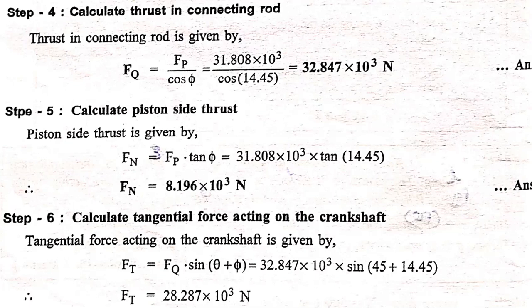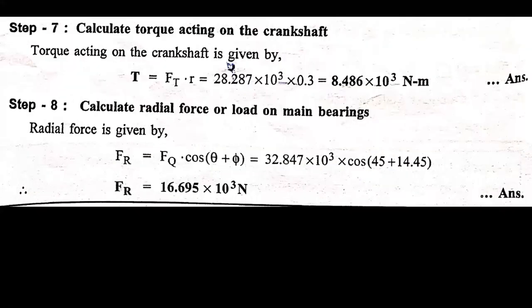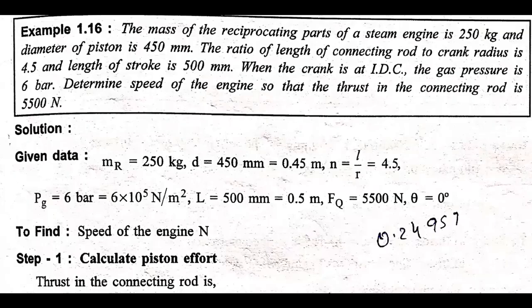Remember, these are all forces, that is why the unit is Newton. Now calculating the torque acting on the crank. Torque is equal to Ft into R. We have the data 28.287 into 10 to the power 3 into 0.3. We are getting 8.486 into 10 to the power 3 Newton meter. And the radial force, or the load on the main bearing, is Fr. Fr is equal to Fq into cos of theta plus phi. So we are getting 16.695 into 10 to the power 3 Newton.